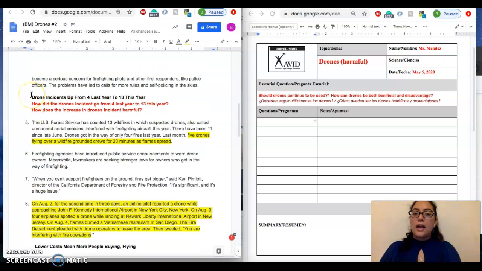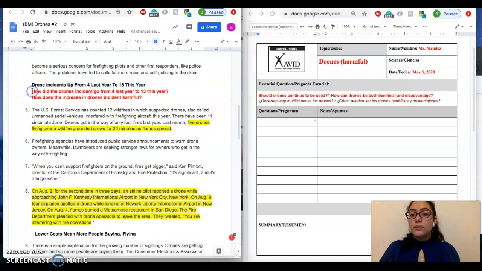The section, and I have it done already for you. I'm just going to explain my process. So the second section is called Drones Incidents Up from 4 last year to 13 this year. All it's saying is that this section is going to talk about why we had 4 last year and 13 this year. Remember, time matters. This article was written in 2015. So when it's talking about last year, it's talking about 2014.